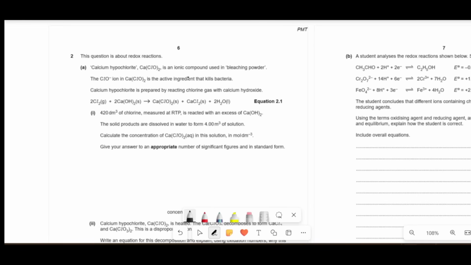So this question's about redox titrations. Calcium hypochlorite is an ionic compound used in bleaching powder. The ClO- ion in Ca(ClO)2 is the active ingredient that kills bacteria. Calcium hypochlorite is prepared by reacting chlorine gas with calcium hydroxide. And we've got this equation here: 2Cl2 + 2Ca(OH)2 goes to Ca(ClO)2 + CaCl2 + 2H2O.